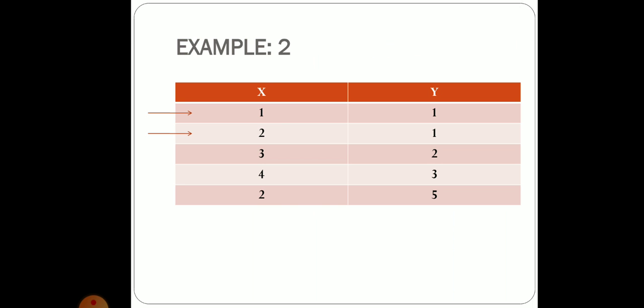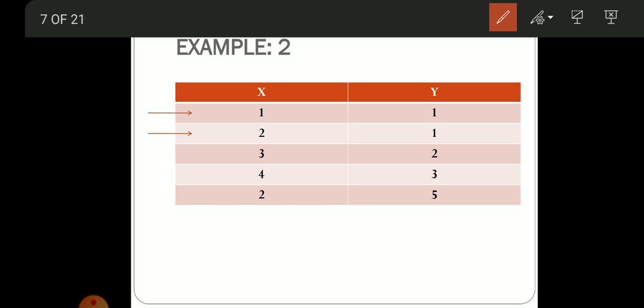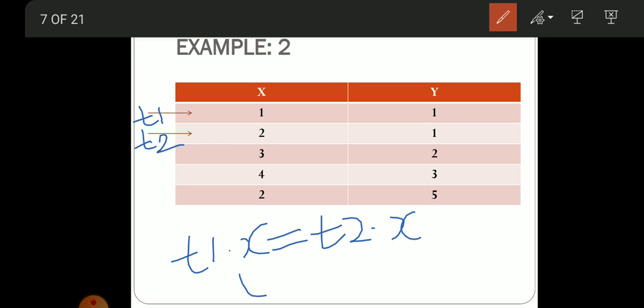See, in this example, this is tuple number 1 and this is tuple number 2. In tuple number 1, the value of x is 1. The previous condition was t1.x equals t2.x. Then we have to check t1.y equals t2.y. So if we are taking tuples number 1 and 2, then check the condition.